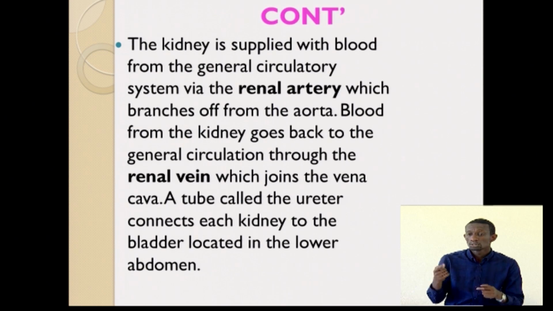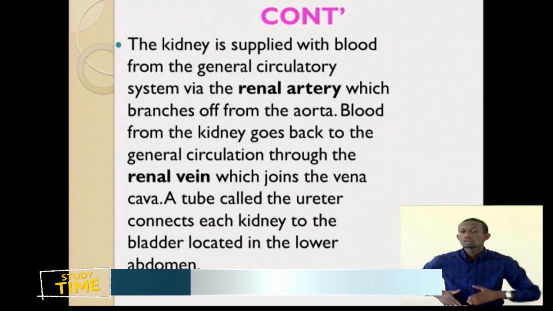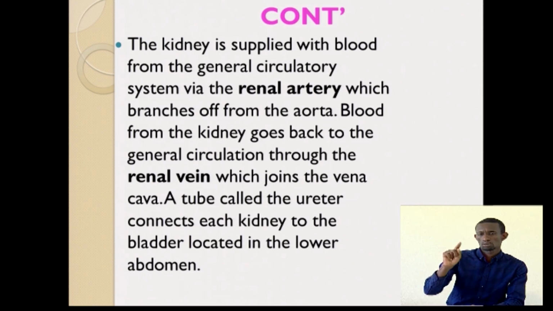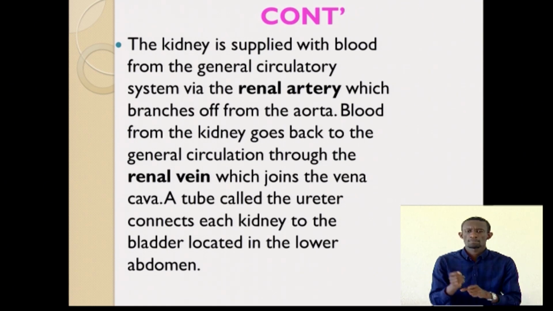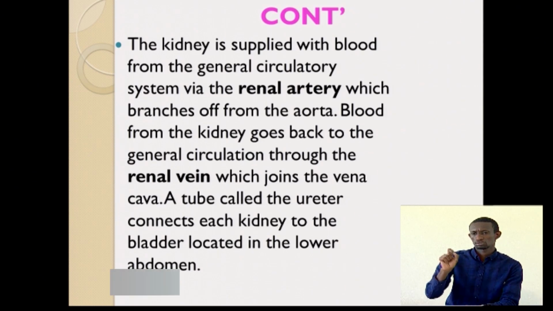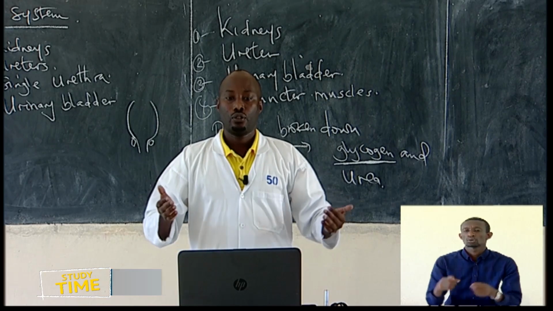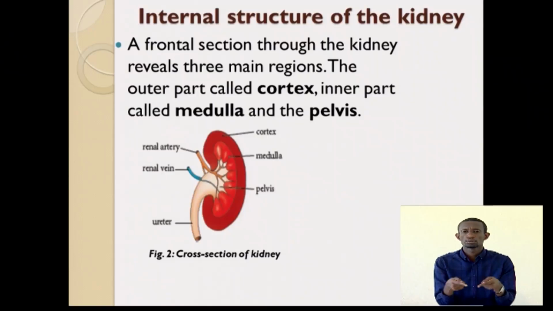I know the left kidney and the right kidney are not equal in size. The kidney is supplied from the general circulatory system by the renal artery, which branches off the aorta, and the blood from the kidney goes back to the general circulation through the renal vein. I said the renal artery brings oxygenated blood, and the renal vein carries the deoxygenated blood. A tube called the ureter connects each kidney to the bladder, located at the lower abdomen. Let's look at the internal structure of the kidney.